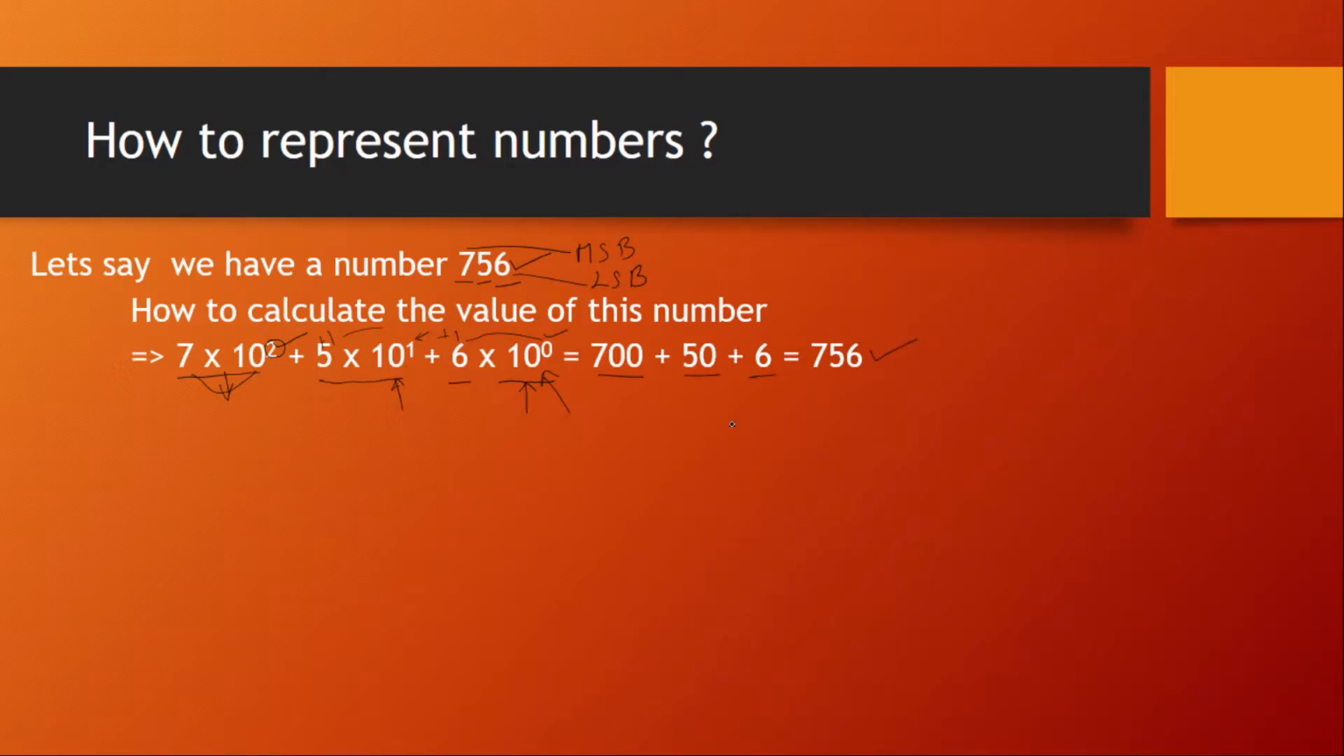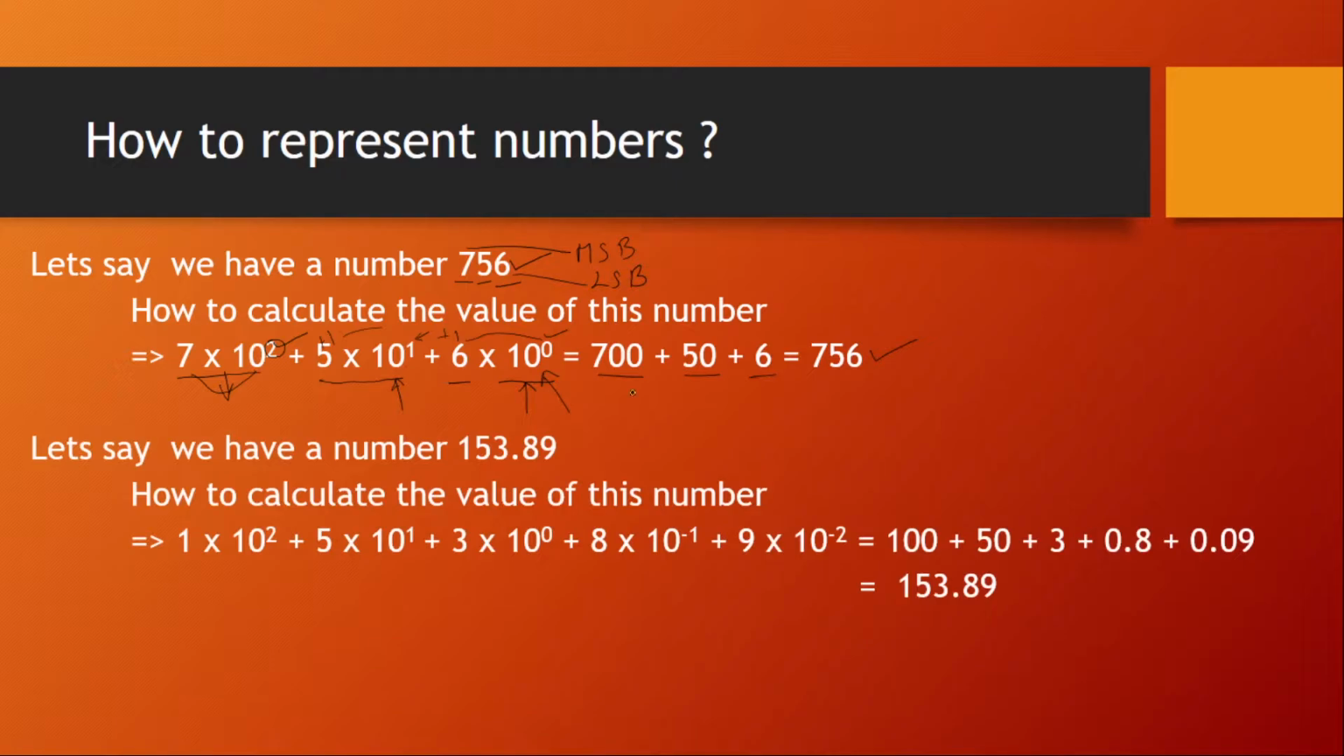Maybe we can take another example here. I have a number 153.89. The last number was a whole number and this is a fractional number. So how do we calculate the value of a fractional number in a decimal number system? This 3 is my least significant bit in the integer part and this 1 is the most significant bit, and this is the fractional part that I have.